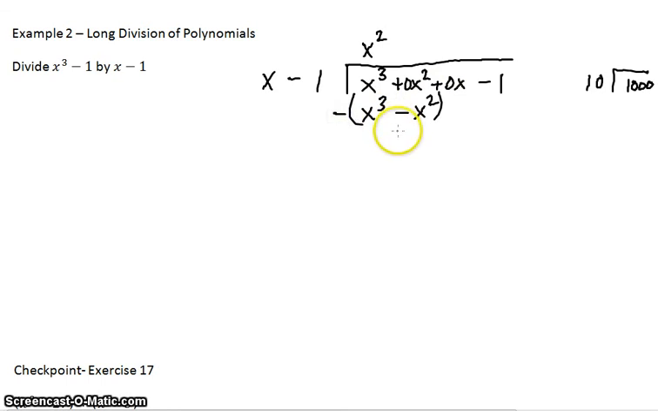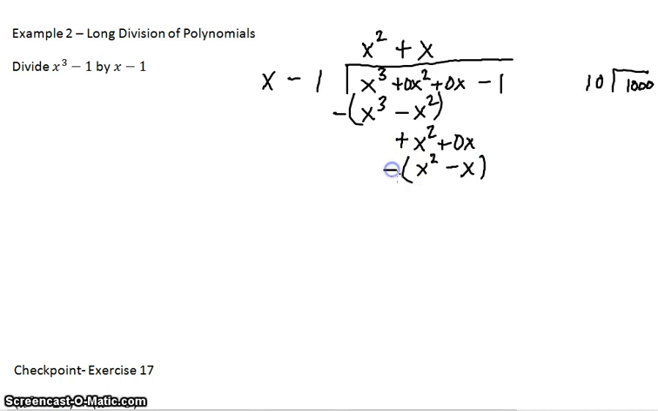I'm going to subtract the two things, and I get a positive x squared plus 0x. Now I'm still going to carry down this term because we're going to see something happen when we divide it into it, because this x divides into x squared x times. So I'm going to multiply these. I get x squared minus x.